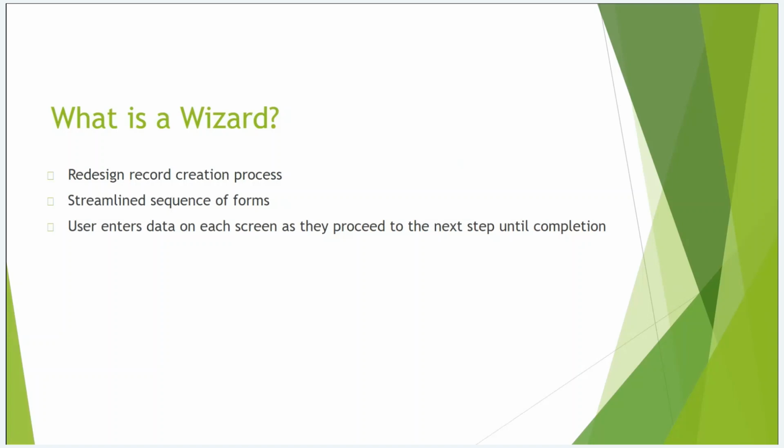First business process management tool is called a wizard. Wizards are a streamlined sequence of forms, and they're essentially a redesign of the record creation process. You can take complex data-intrusive layouts and break them down into more manageable screen-by-screen forms. The sequence of forms captures the customer information really efficiently. And so we'll see this in the next few slides, the different forms that capture different elements of the record.